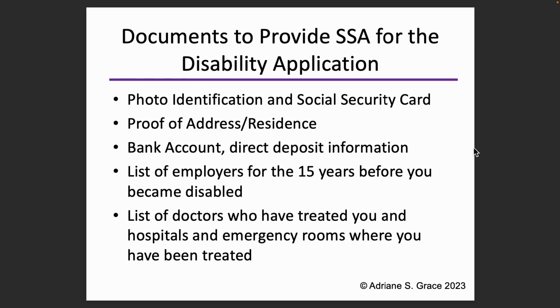They'll want to know if your child's employed. If they are employed, be prepared to give them a list of the employers for the last 15 years. And of course, they're going to want to know about all the doctors who treated your child, any hospitals and emergency rooms, including, like, I went to Care Now and got treatment for COVID. They need to know all of that.